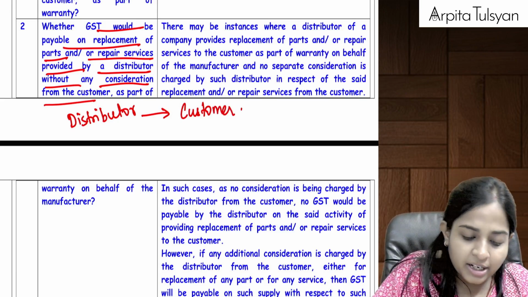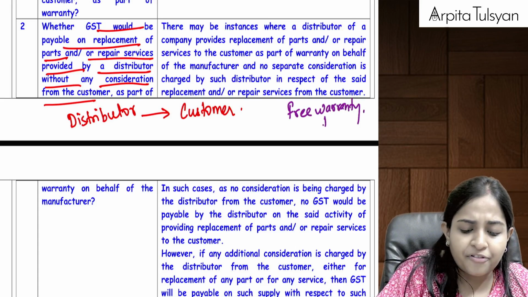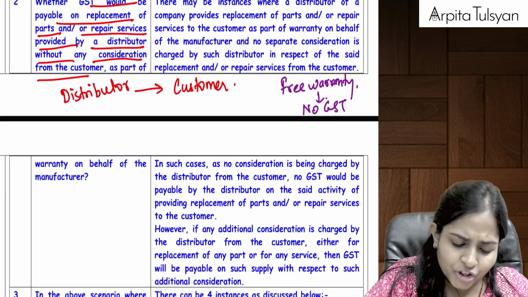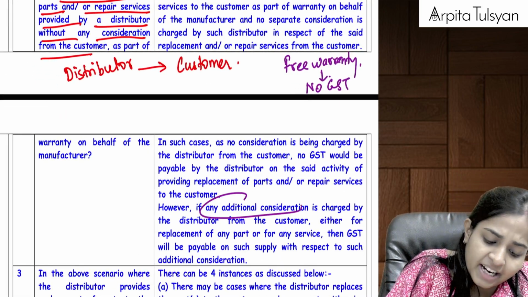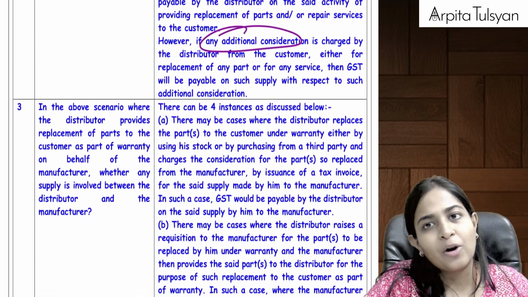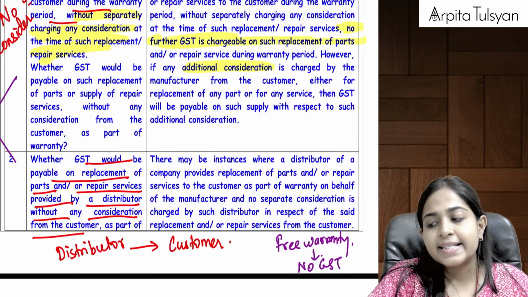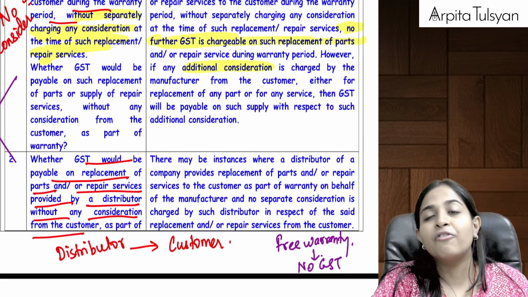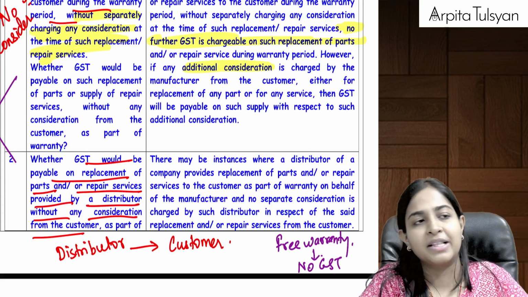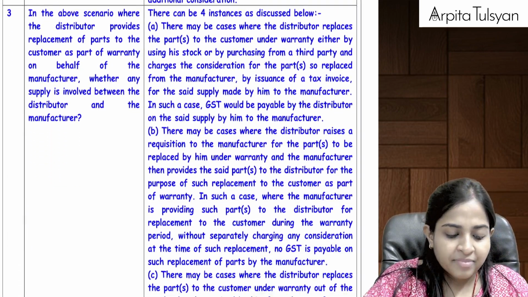If the distributor is giving this free warranty to the customer without any consideration, then definitely there is going to be no GST. Same logic. But if they are charging any additional consideration, then GST will be applicable on such supply. Did you understand the difference between the first one and the second one? In the first one, the original equipment manufacturer, the main manufacturer, gave me the warranty. In the second one, the warranty was given to me by the distributor. Are you clear with this?